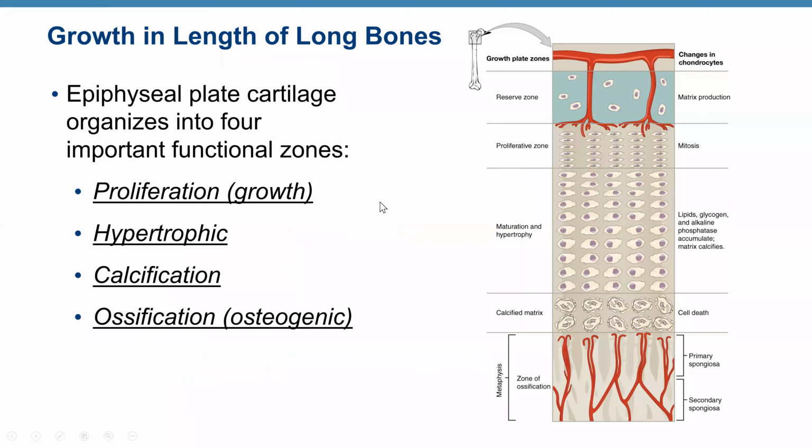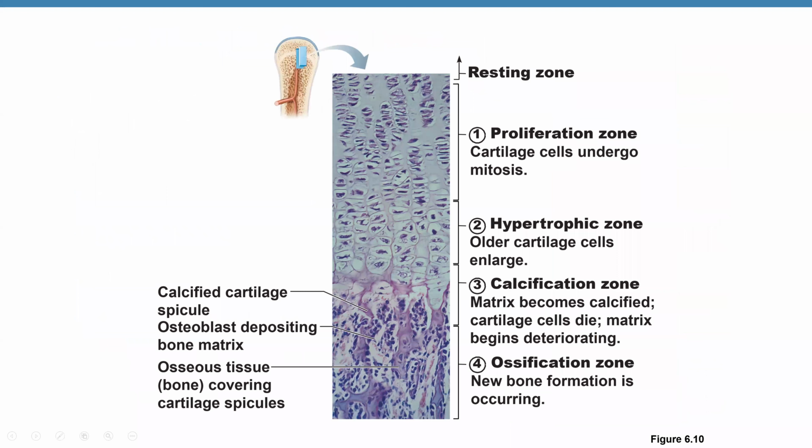So here we are looking at the epiphyseal plate, at the cartilage, and the cartilage is organized into 4 important functional zones. We have a first zone that is not shown over here, a reserve or resting zone. But then we have proliferation or growth, hypertrophic, calcification, and ossification. So now let's look at those zones on our next slide.